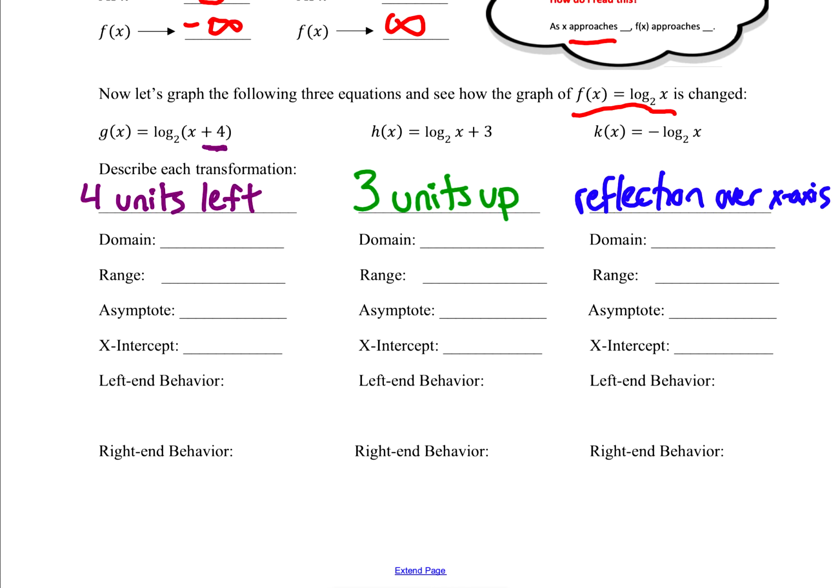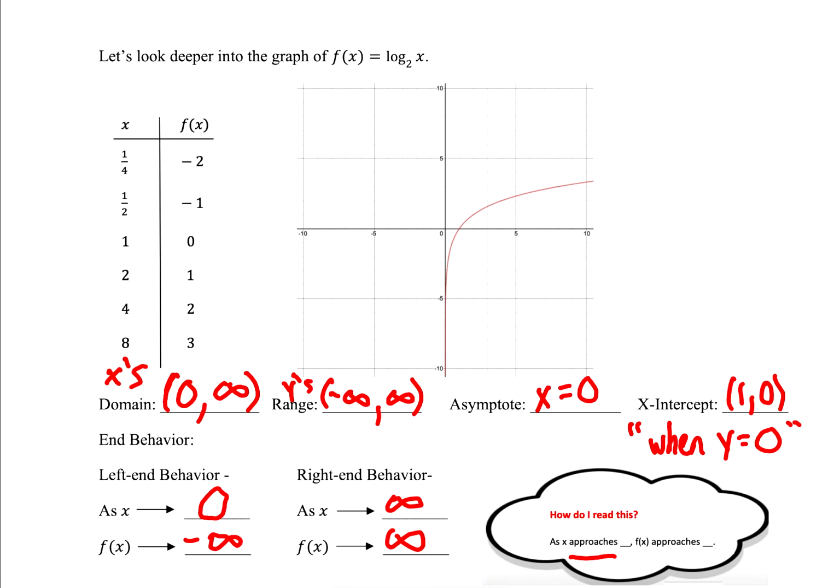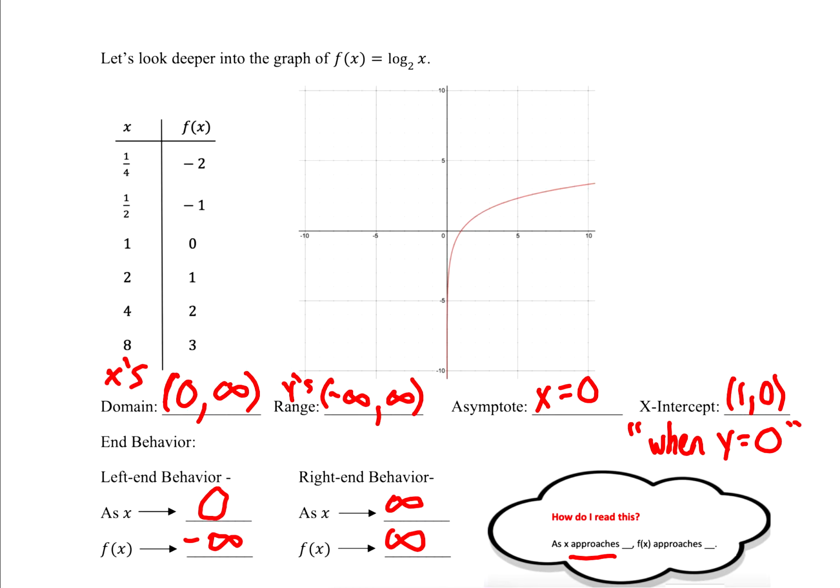So let's graph each of these. We can check out the domain, range and asymptote also, but it might be easier to graph it first. I'm going to try and color coordinate it, so let's use the same colors. So g of x is purple. Let's go back up to the top here. I'm going to do an xy table for g of x. So g of x was equal to log base 2 of x plus 4.